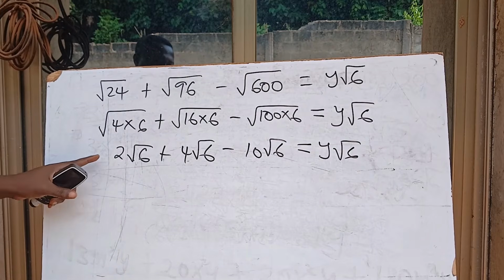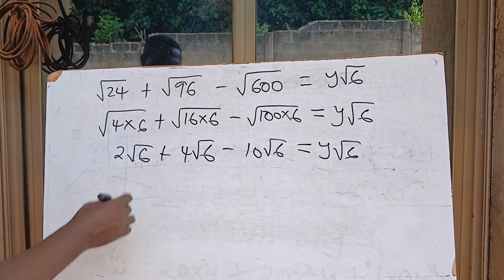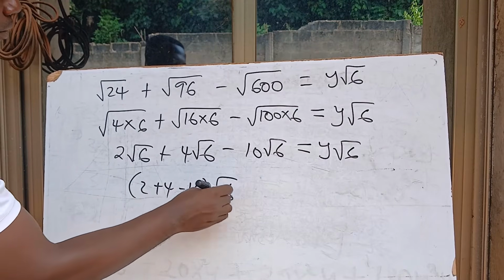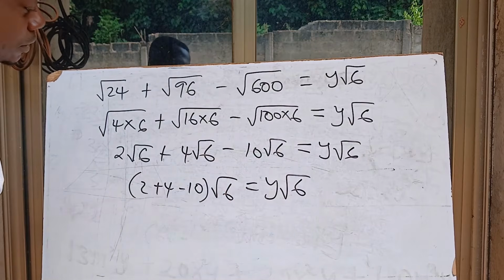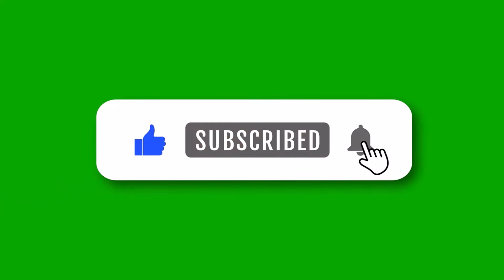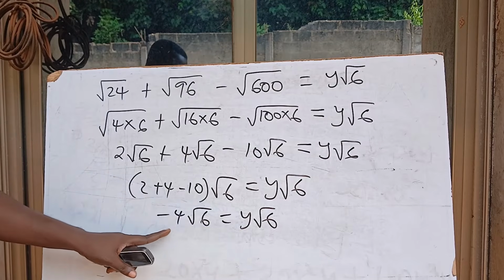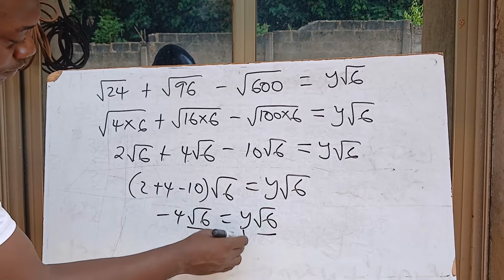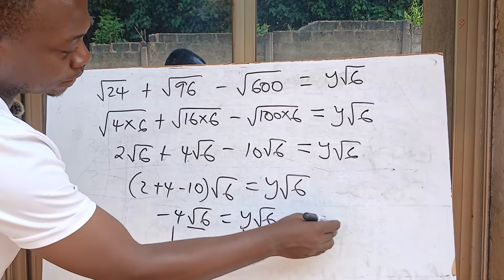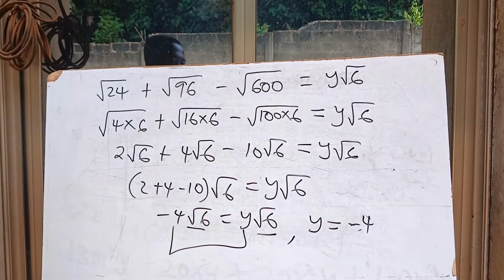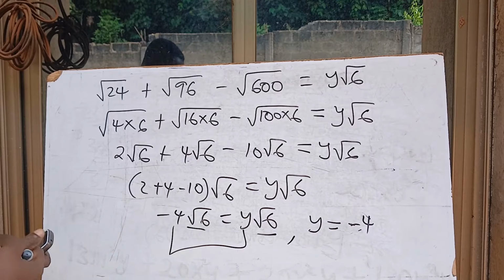All right, so you can deal with the left-hand side. 2, 4, 10. 2 plus 4 minus 10 equals y√6. So this side will be minus 4√6 equals y√6. So let's compare to y, then minus 4. So √6, this one is the same as that. Therefore, y is minus 4 as the answer. Okay, so that's that.